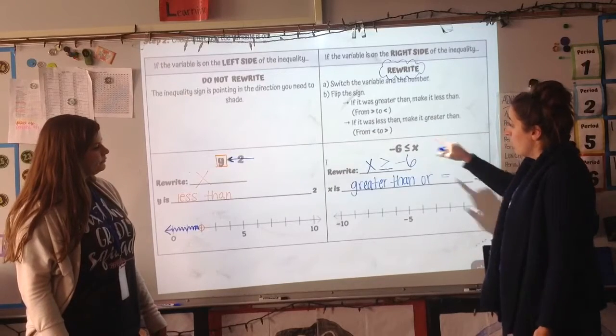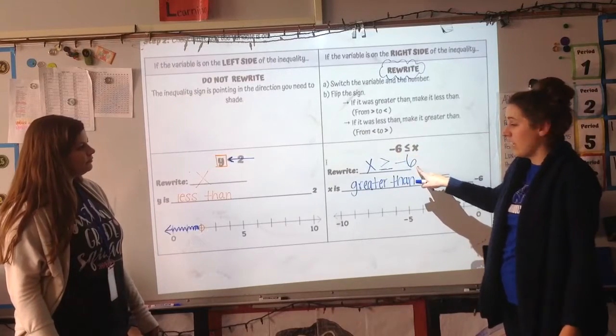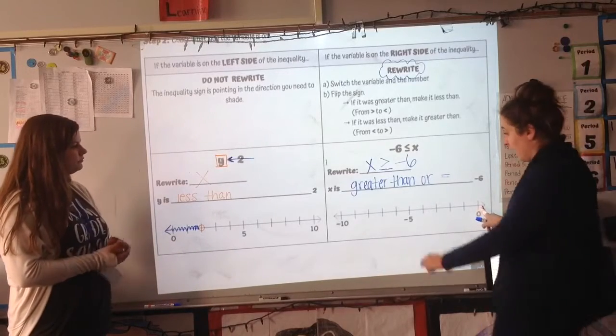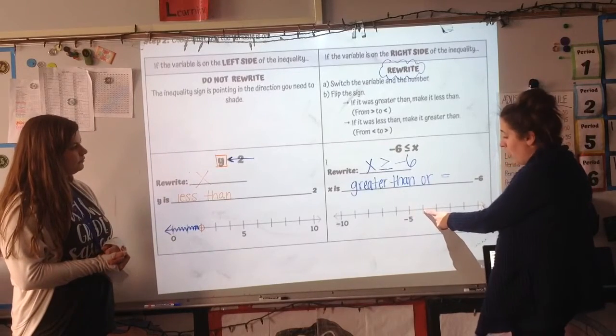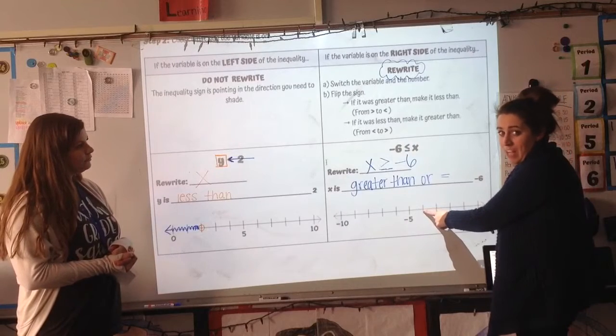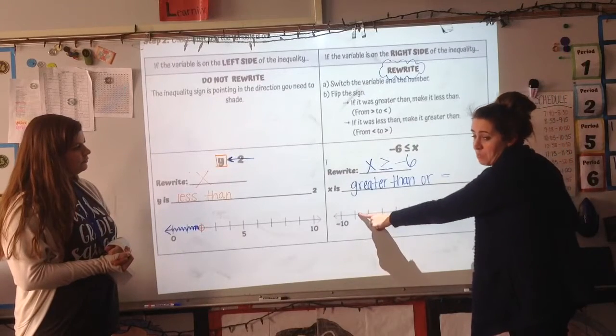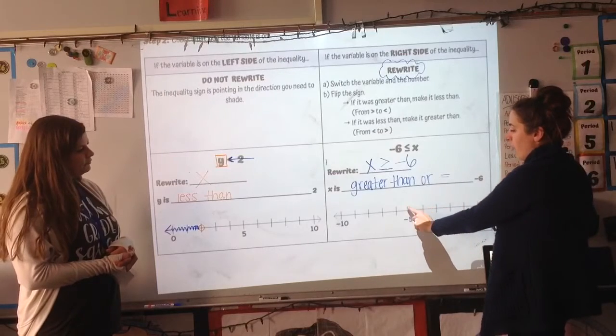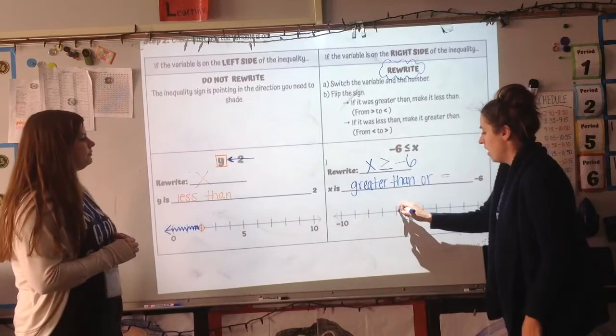Alright, so then we're marking where this number, -6, is on the number line. Remember that negatives work differently. Our normal reaction would be, oh, let's put 6 here, because if it was a positive, it would be there, but it works in the opposite direction. So it's 0, -1, -2, -3, -4, -5, -6 is right here.